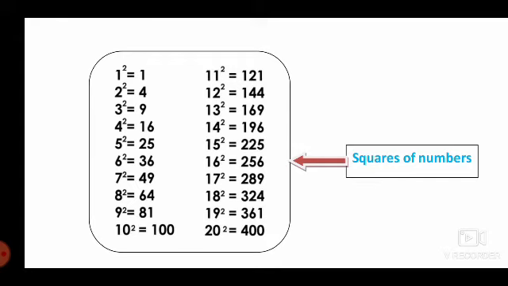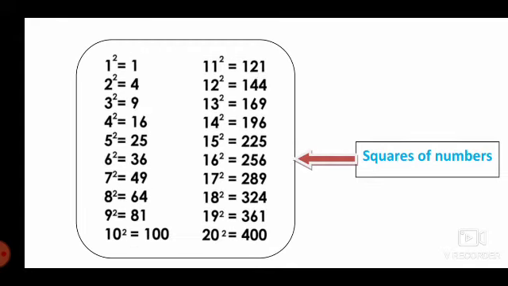3 square means 3 into 3, that is 9. 4 square means 4 into 4, that is 16. Similarly, if you go on squaring the numbers, for example 19 square means 19 into 19, so it is 361. 20 square means 20 into 20, that is 400. So this is how we have to find the squares of the numbers.